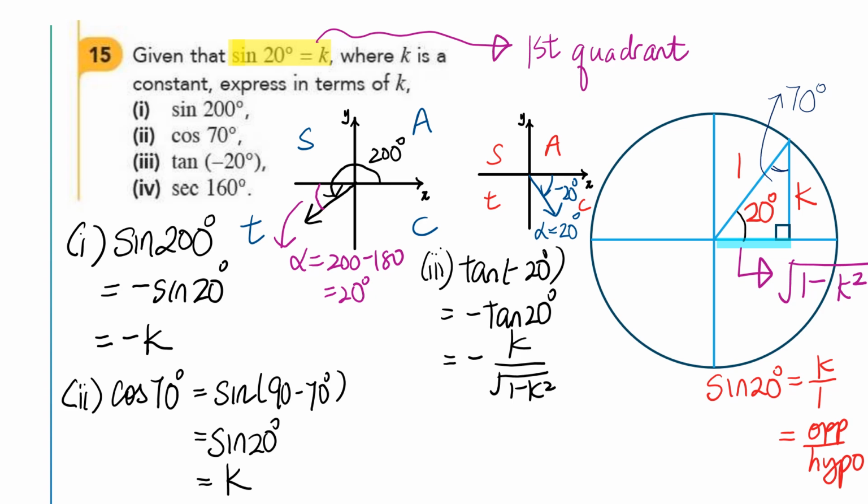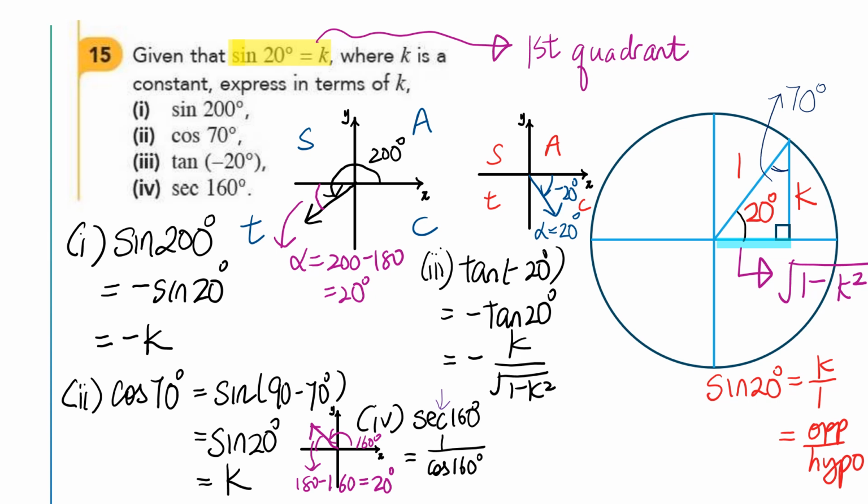Alright, so part 4, secant 160. Okay, so if you look at the third letter of the secant, it is C, so it's 1 over cos 160. So we're going to draw the diagram again. 160 is in the 2nd quadrant. So your reference angle is 20 degrees. And it's negative because your cosine ratio is negative in the 2nd quadrant. So that is equals to 1 over negative cosine 20. And cosine 20 is square root 1 minus k squared.